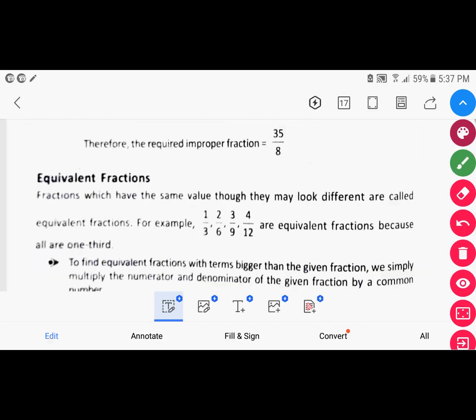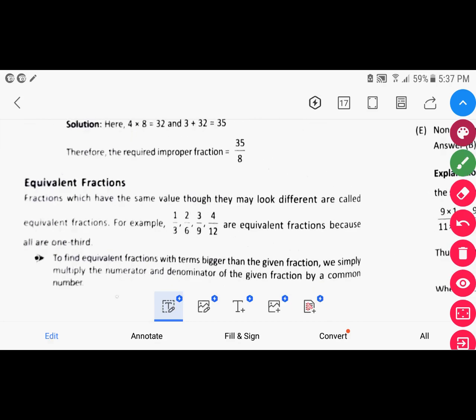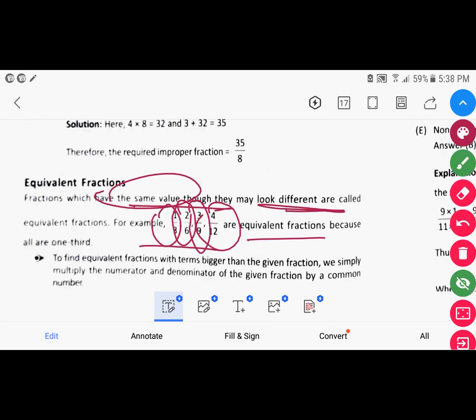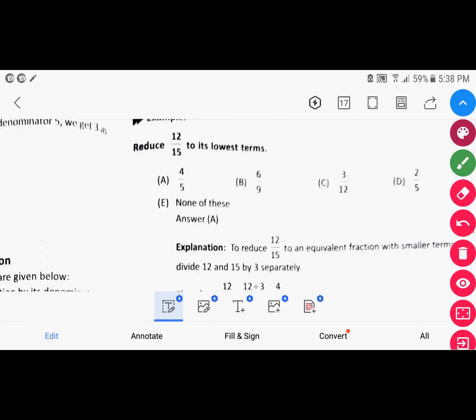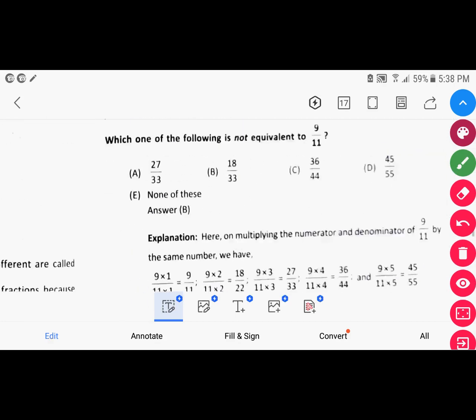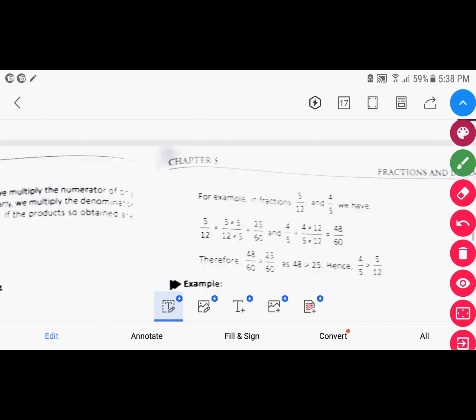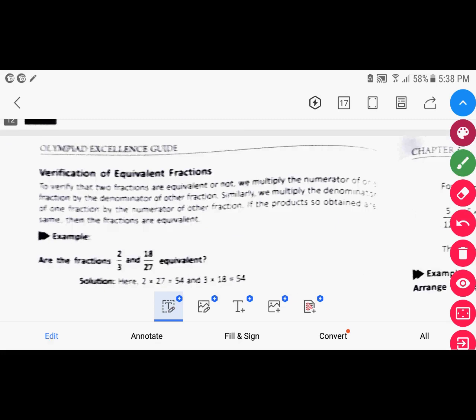Now equivalent fraction. What is meant by equivalent fraction? See, different fractions may have the same value, though they may look different. For example, 1 by 3, 2 by 6, 3 by 9, 4 by 12, all look different, but their value is same as 1 by 3, and they are known as equivalent fractions. Now the lowest term also you can find by dividing with the same common number.